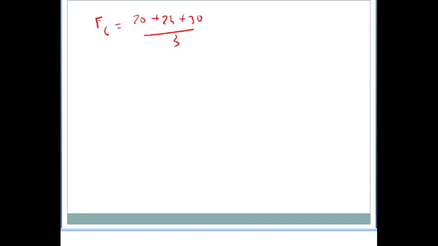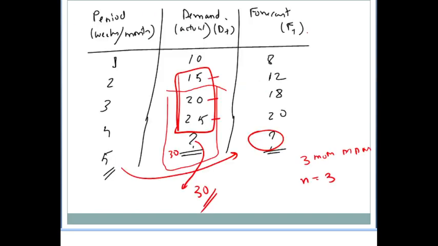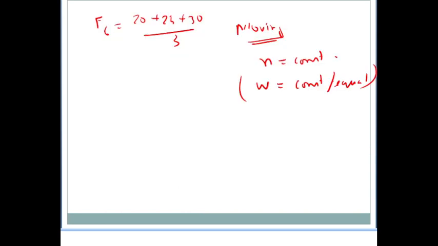Since this is a moving average, n will be constant, that is, the period will be constant. And in case of simple moving average, the weightage will be constant or equal, that is, equal weightage will be given to all the data. Now what is weightage? We will understand it better in the weighted moving average method.